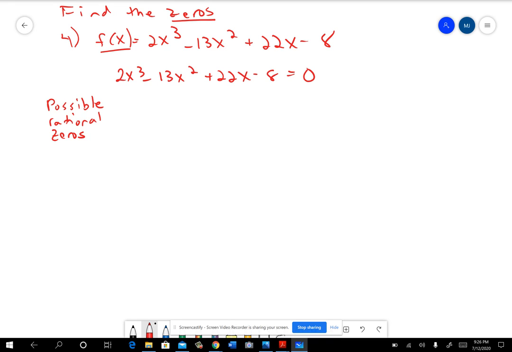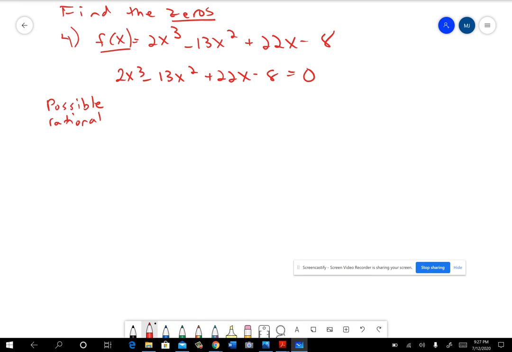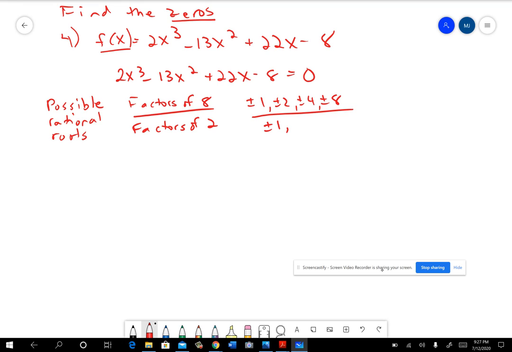And I guess I can use roots since I switched it over into an equation. So the possible rational roots come from taking the factors of 8 divided by the factors of 2, and make sure you do plus or minus on all of them. So that's plus or minus 1, 2, 4, and 8, and then over plus or minus 1 and 2. So it's factors of 8 over factors of 2. Now I got to say 1 over 1, 2 over 1, 4 over 1, 8 over 1. So 1, 2, 4, and 8 plus or minus on each of those.